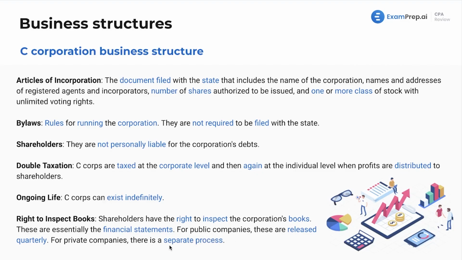For private companies, there's a separate process because when we talk about C Corps, it's not always public companies. It can be private companies as well. That's something to take note of. And we'll talk as well about who can actually go and inspect the books. If I get bored one day, can I go and inspect the books? Nope. You generally need a purpose and a reason. You have to file to do so. And there's a couple other points that we'll talk about.